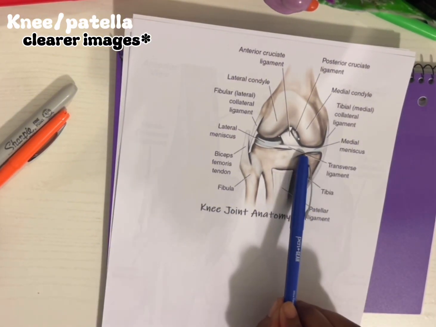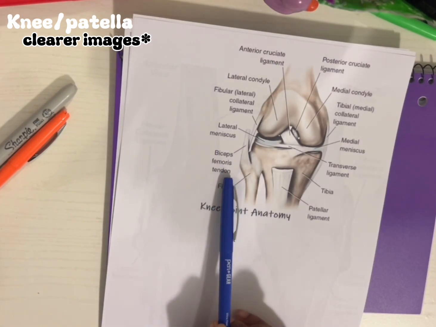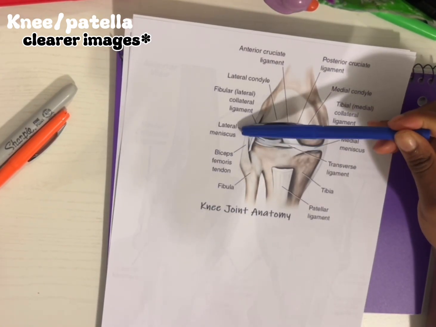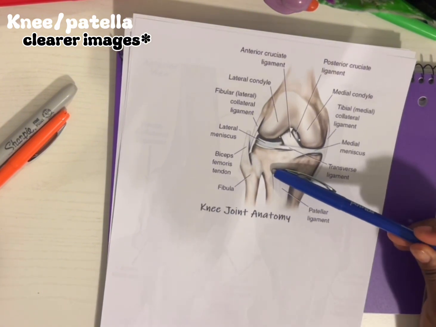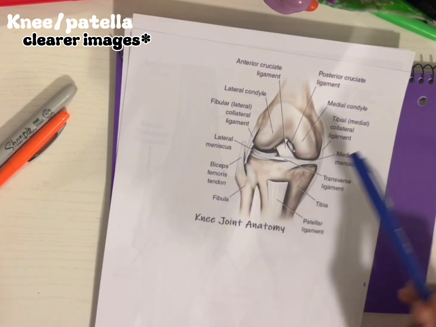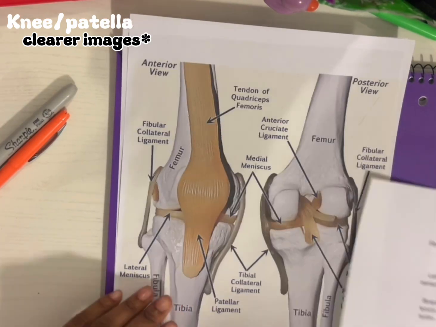The medial meniscus is going to be right here. The lateral meniscus is going to be right here. The biceps femoris tendon is the one that's sticking out, connecting muscle to bone. The fibula is this bone right here. The tibia is this thicker bone. The patellar ligament is this ligament right here, connecting to the patella. The transverse ligament is the ligament going across, and that's it.